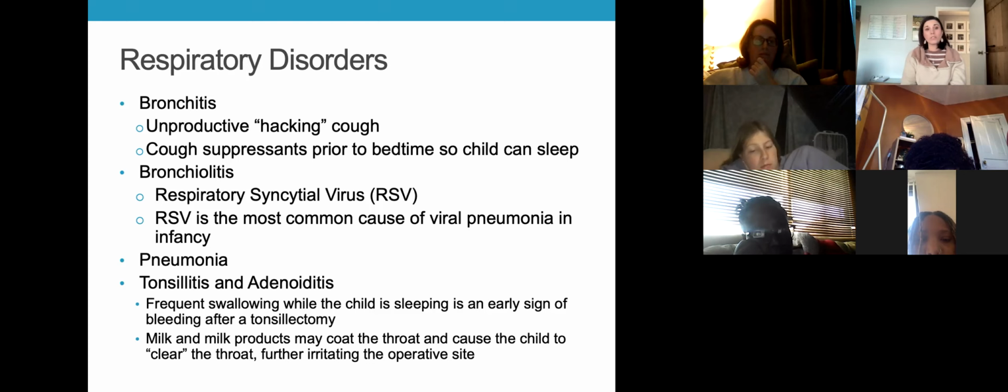And we want to make sure that we don't give them milk or any milk products, because that can coat the throat and cause the child to want to clear their throat and irritate that operative site. Same thing, we're not going to let them have red popsicles or red juice because we don't want to mask bleeding. So no milk, no red things until we're sure that the surgical site has healed.